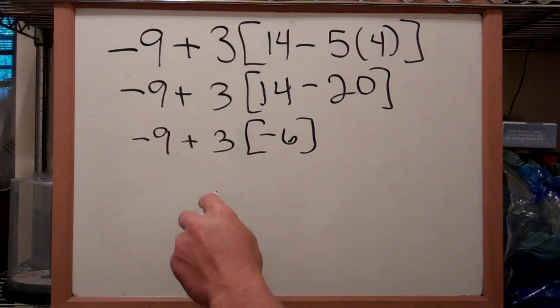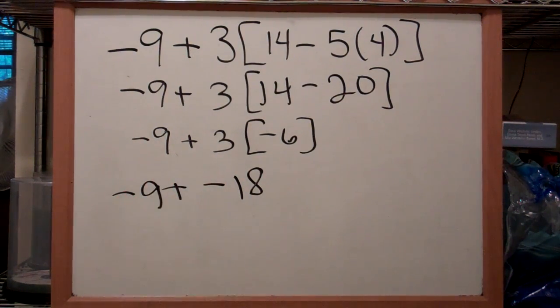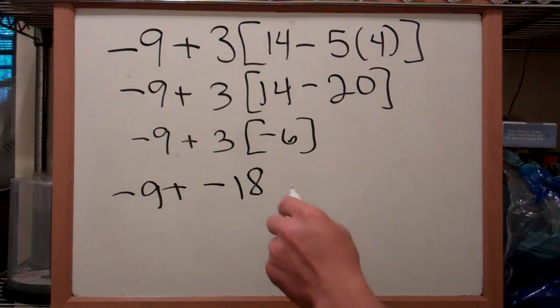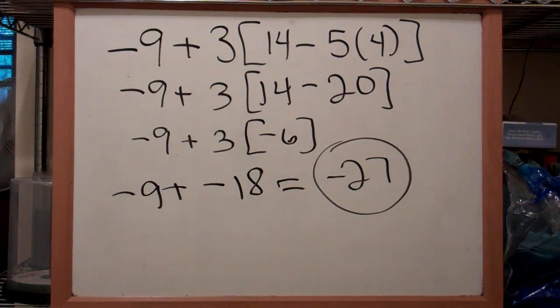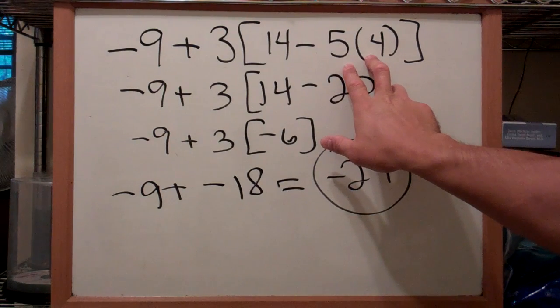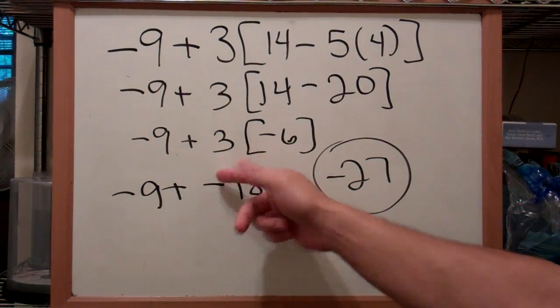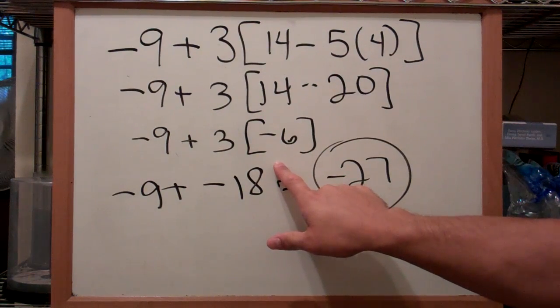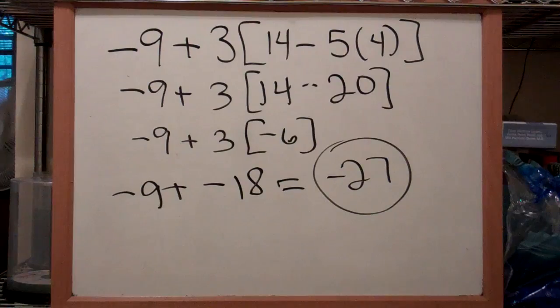So here, when we multiply, we're going to get negative 18. So negative 9 plus negative 18 is going to be negative 27 for our answer. So again here, we want to start inside the brackets with the multiplication, then subtract, and then multiply the 3 with whatever was inside the bracket, and then add the negative 9.